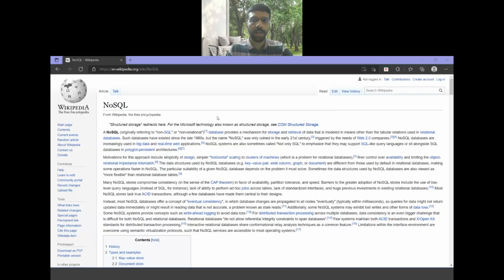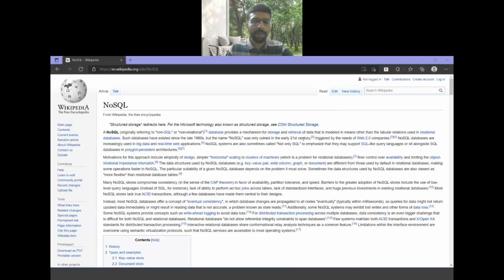So NoSQL, or not only SQL, was initially coined as a term for database management systems which are not using SQL, but currently it is more or less used to mean not only SQL. That is, some of these databases have some features of SQL as well, which is a relational database management system. These are used for storage and retrieval mechanisms other than the typical row-column structure used by a relational database management system like SQL-based systems.